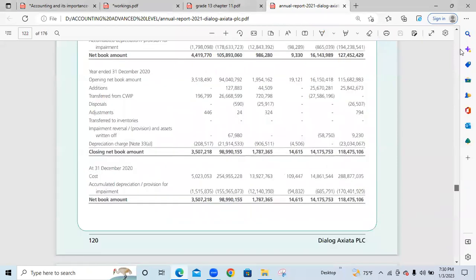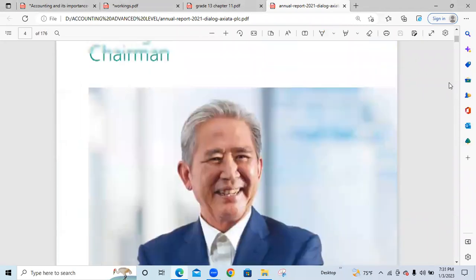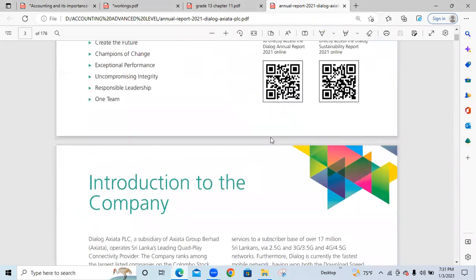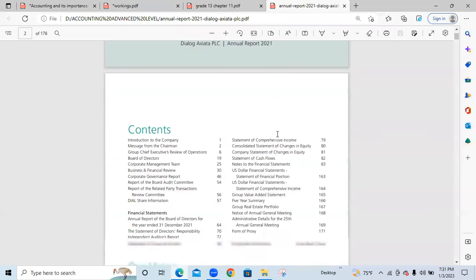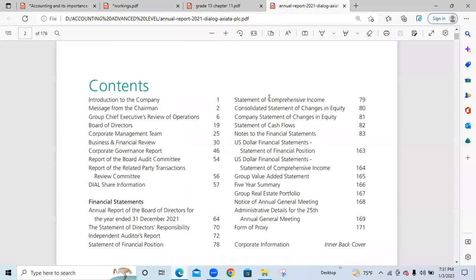So guys, an annual report is a document which will have all the information related to one financial year of a company. See guys, the annual report will show the contents. See here, statement of comprehensive income. This is one financial statement, a financial accounting output. See, changes in equity. Statement of financial position. Statement of cash flows. Notes. You understand? So these are the financial statements.